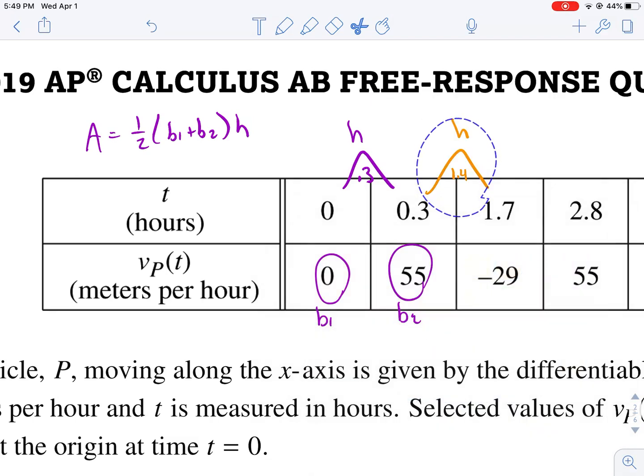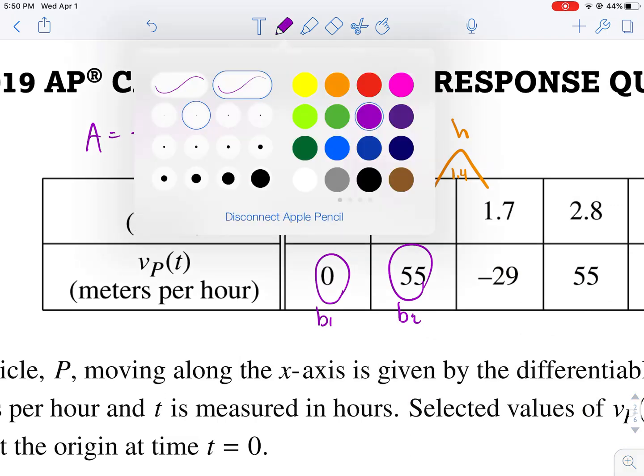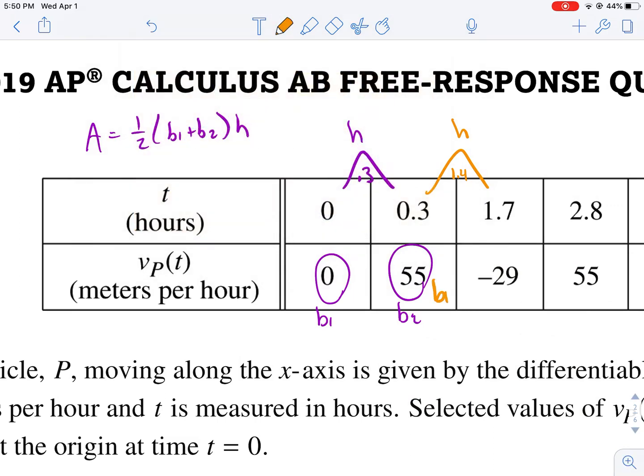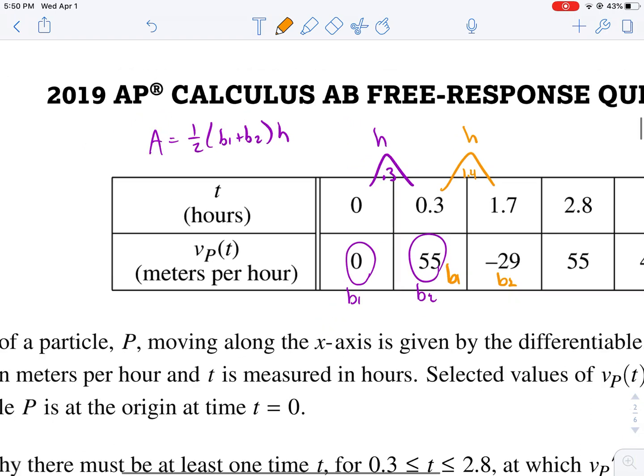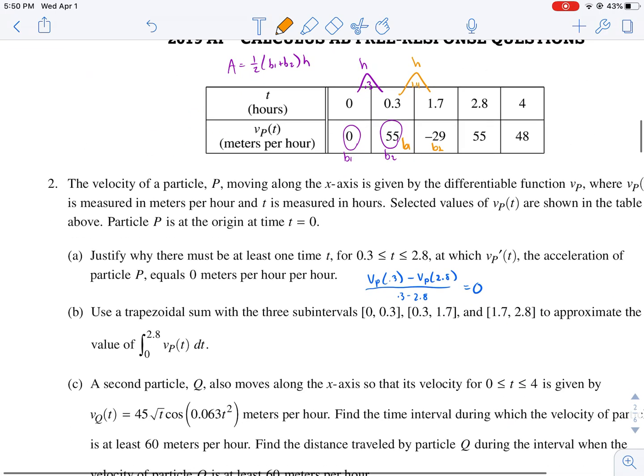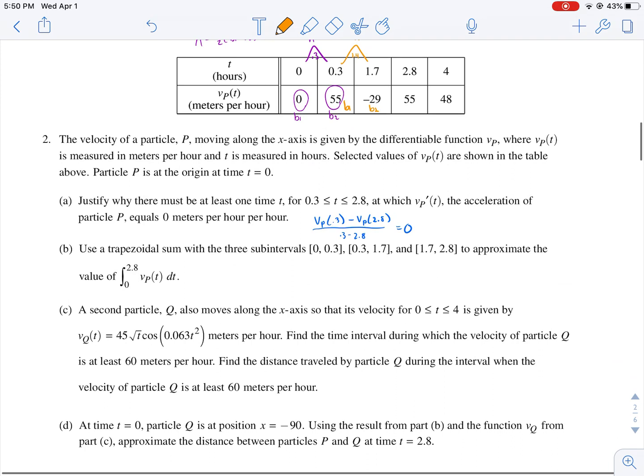Let's make those orange. And then for our second one, this is base 1, and then this is base 2. Okay, so you just do that for 3 different trapezoids and add those all together. I'll let you just look at the handwritten key to see the work on that, just to save you guys a little bit of time while watching the video.